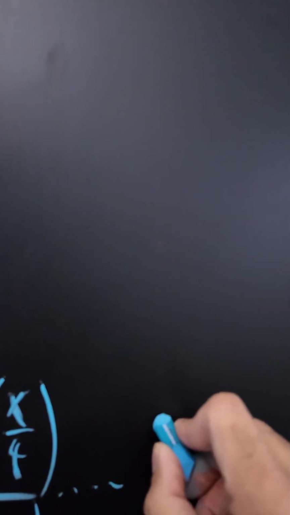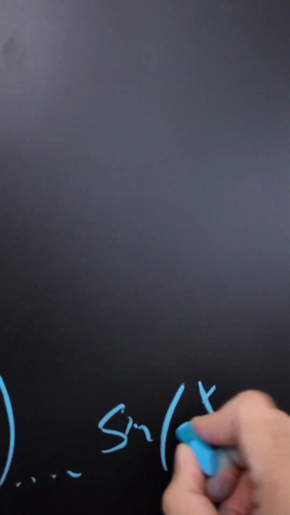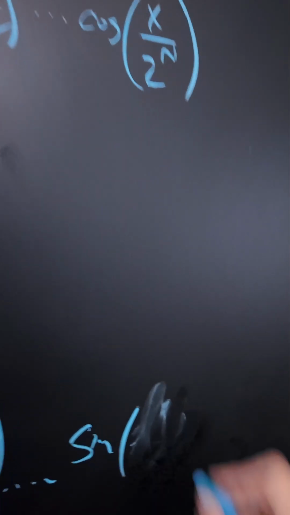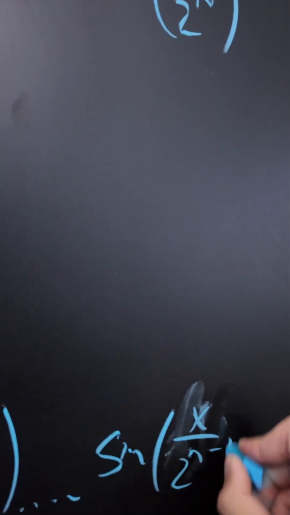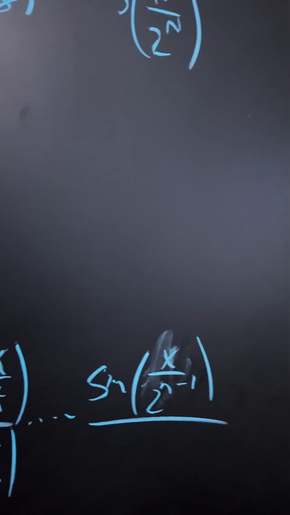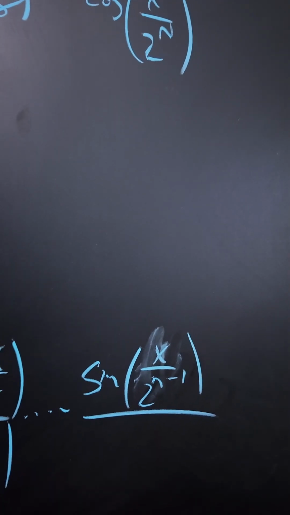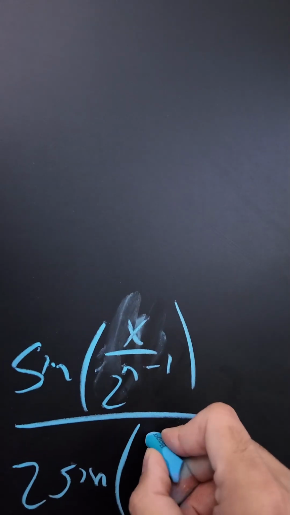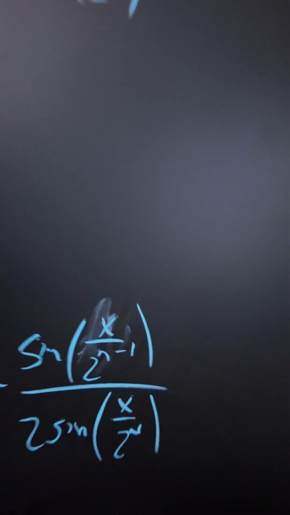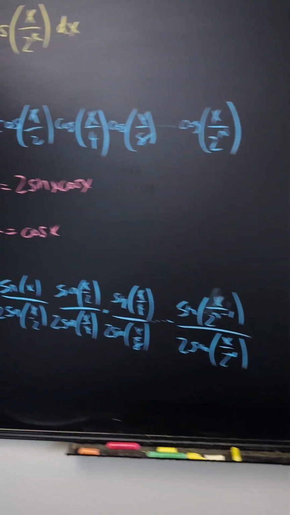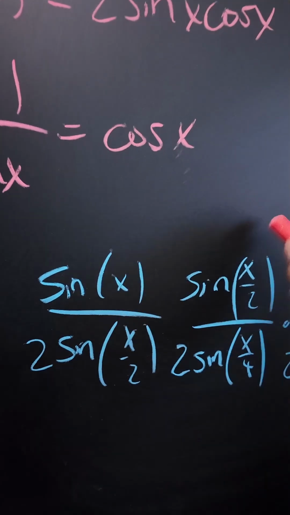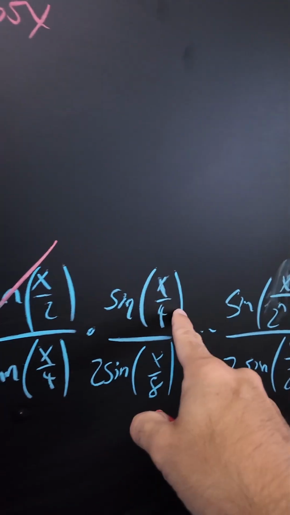So that's gonna give us a sine of x over, or I'm gonna actually leave it as, because we're multiplying this by 2, maybe there's gonna be 1 left over. So sine of x over 2 to the n minus 1 over, and then we're gonna have 2 sine of x over 2 to the n. There we go. That's gonna make a lot of sense. Okay, now look at the pattern here. Notice that sine x over 2 cancels out with this one. Sine x over 4 cancels out with this one.